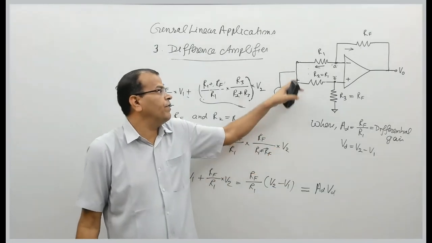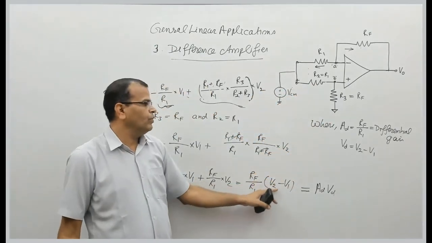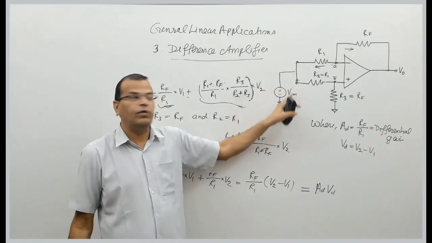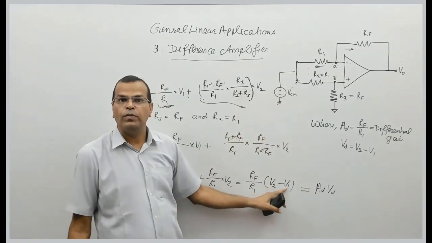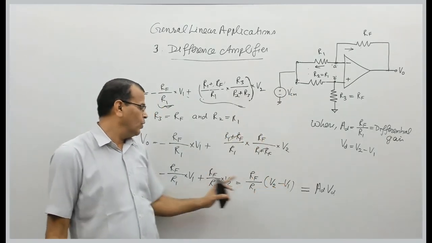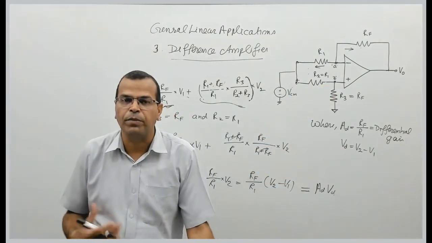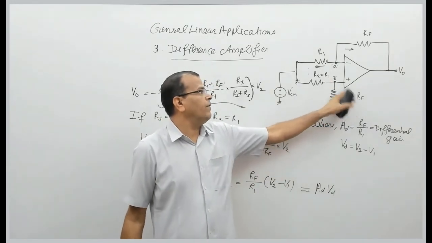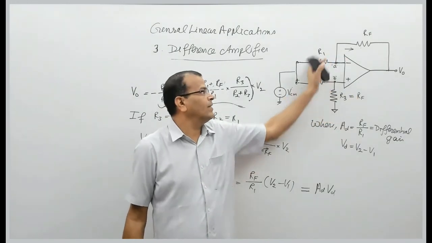If V1 is equal to V2, that is VCM. V1 is equal to V2 and that is equal to VCM here. So this difference will become 0. And if this difference is 0, what will be the output? The output of this circuit will be 0. That's what I'm trying to say. If this condition is satisfied, if R3 is RF, R2 is R1, this is the circuit.